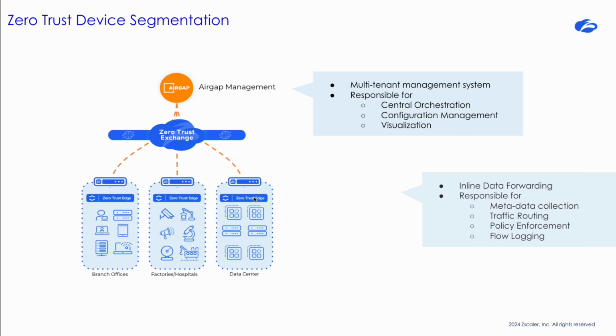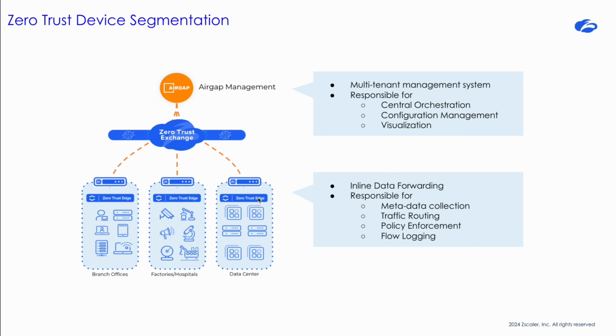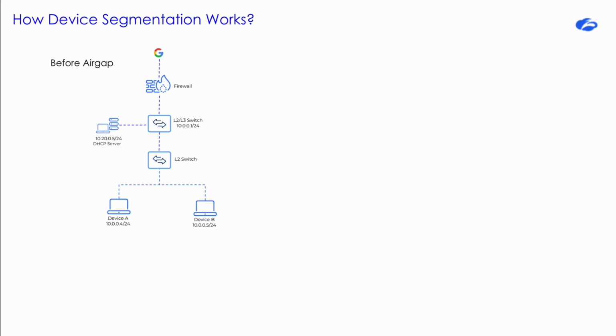Then the units that you see hanging here are the air-gap gateways, which is a high-performance inline data forwarding appliance available both in physical as well as in virtual form factor. It's typically deployed as a cluster per site across multiple VLANs. Air-gap gateways are responsible for metadata collection, traffic routing, policy enforcement, and flow logging.